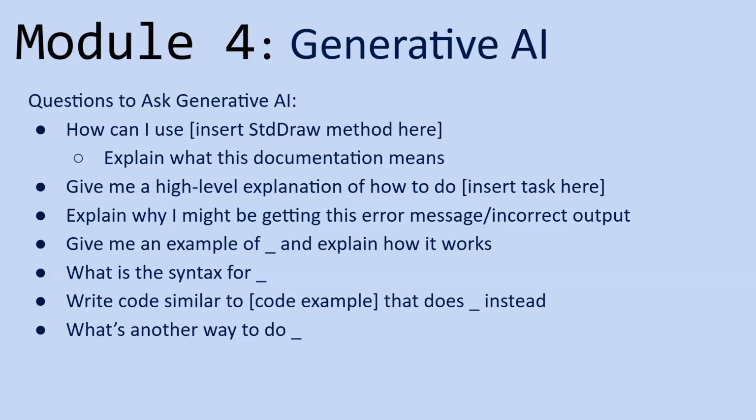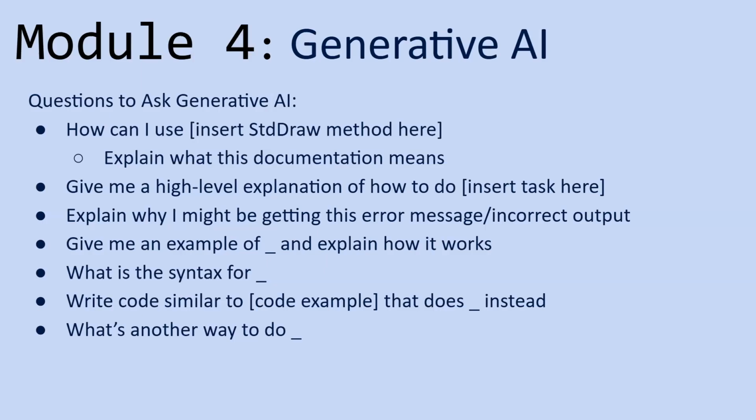But of course, seeing the AI's explanation can help you get to the point where you can read documentation on your own. Yeah, but explain what this documentation means. Very good question. Or give me a high-level explanation of how to do insert task here, maybe a broad task, or just how to iterate through arrays. I'd maybe check your notes for that one, but a high-level explanation of how to do a bigger task, or help me break down a task into smaller portions.